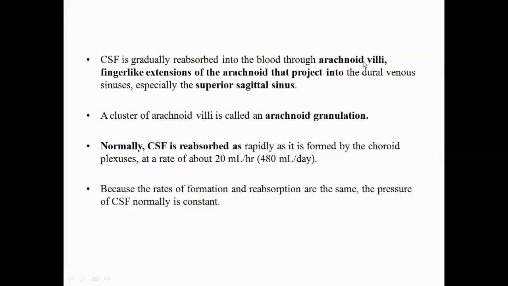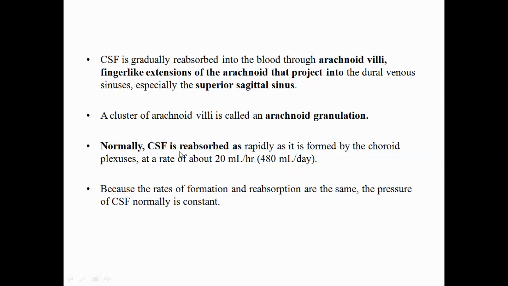So what are arachnoid villi? They are finger-like projections or extensions of the arachnoid that protrude into the dural venous sinuses, especially the superior sagittal sinus. The superior sagittal sinus collects the CSF from the arachnoid villi, and when these arachnoid villi are in the form of a cluster, they are called the arachnoid granulation.